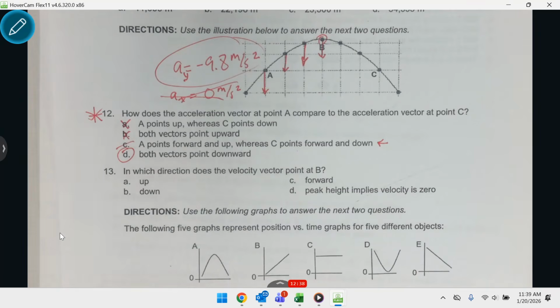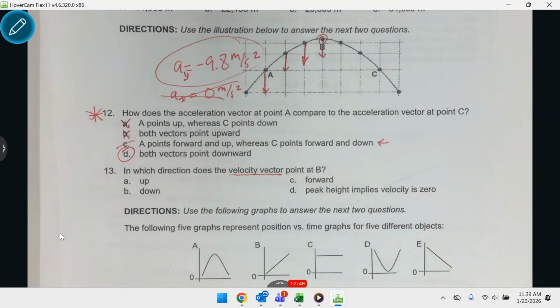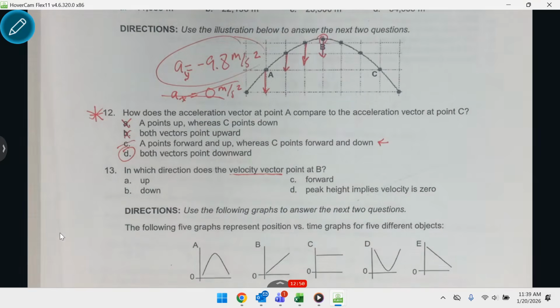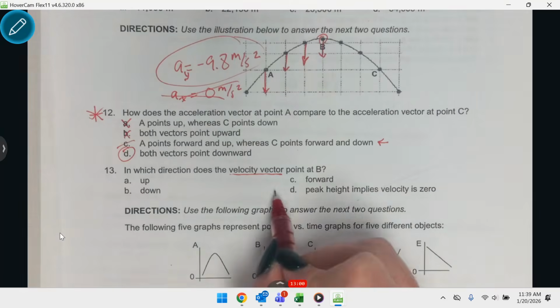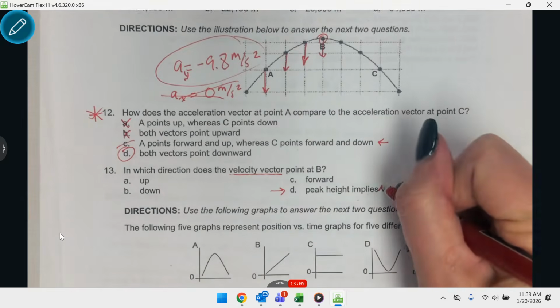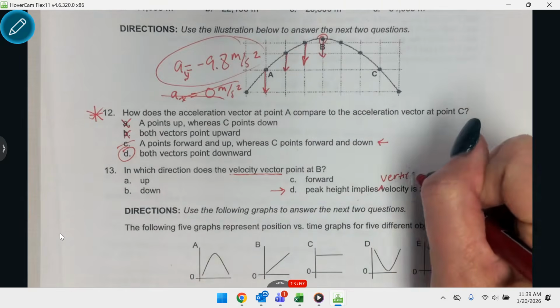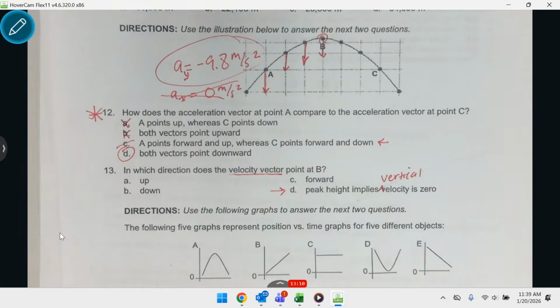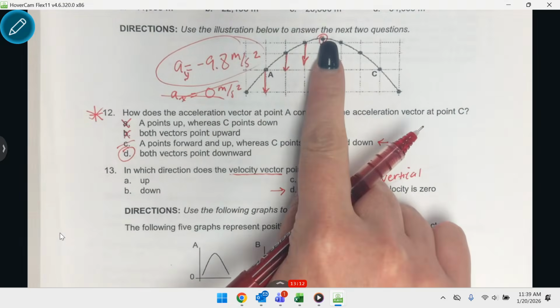However, it's not asking for the vertical velocity vector. It wants the resultant. It's still moving forward. If you throw a baseball downfield, across the field, it's still going to move at the top point. It's just not going to move up and down. It moves forward. And that's what people like to pick. They like to pick this. Peak height implies velocity is 0. This would only be true if it said vertical. It doesn't.